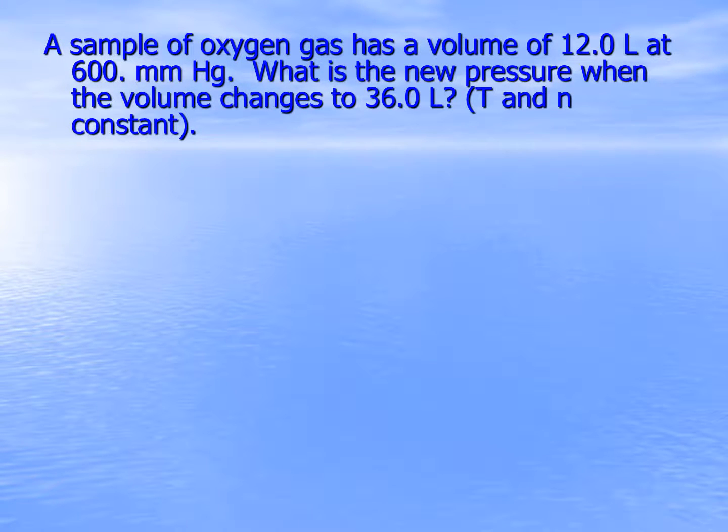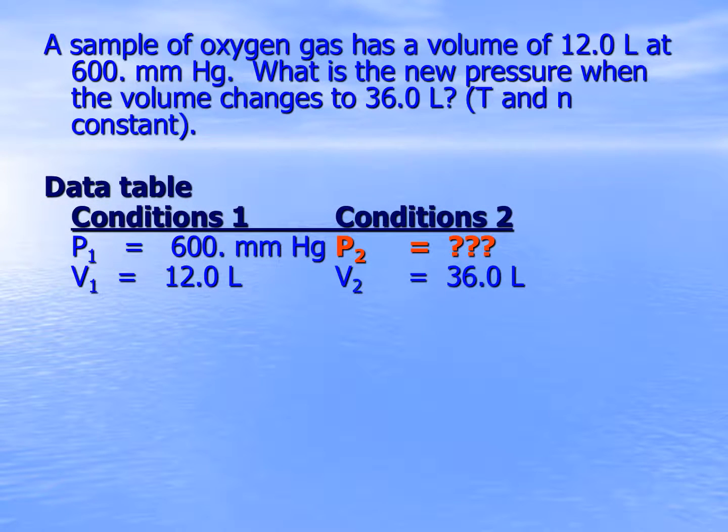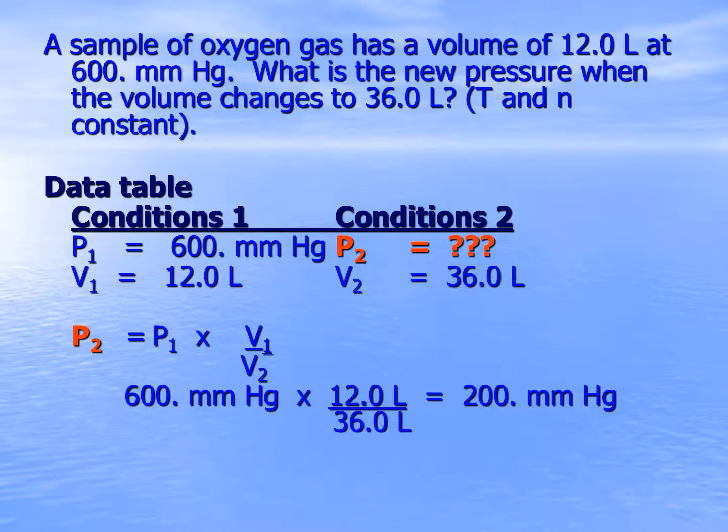Let's take a look at another problem. A sample of oxygen gas has a volume of 12 liters at 600 millimeters of mercury. What is the new pressure when the volume changes to 36 liters? It triples. Temperature and moles are constant here, so we have a pressure-volume relationship. This is Boyle's law. P1, P2 is unknown, V1, V2, plug it in. P2 equals P1 times V1 over V2: 600 millimeters of mercury times 12 liters over 36 liters.